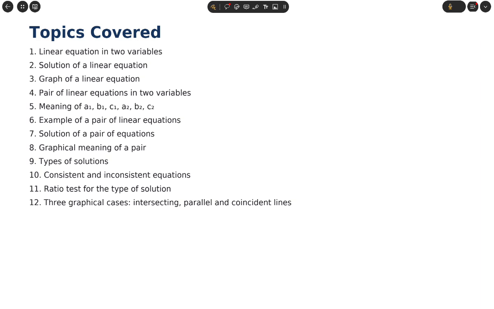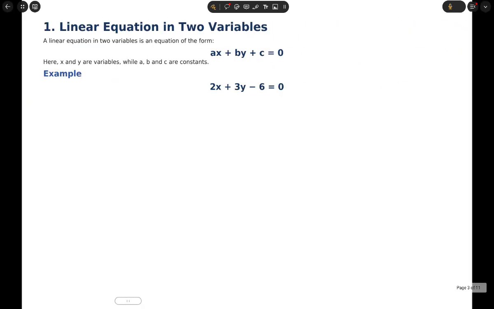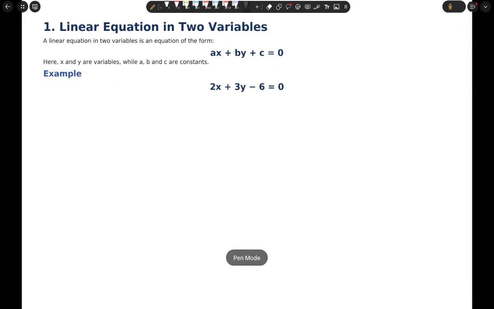Then we will get to know about the pair of linear equations and about their solutions and graphical representations. Then we'll get to know the types of solutions, whether they are consistent or inconsistent, then the ratio test to find the type of solutions, then the graphical representation of each of these cases. So let's begin our chapter by first understanding what linear equations are.